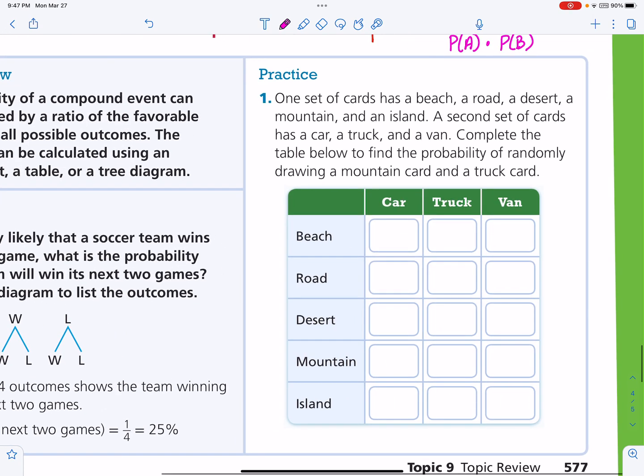We have one set of cards has a beach, a road, a desert, a mountain, and an island. So 1, 2, 3, 4, 5. And then the second set of cards has car, truck, and van. Complete the table and find the probability of randomly drawing a mountain card and a truck card. Okay, so we have 2 ways of doing this.